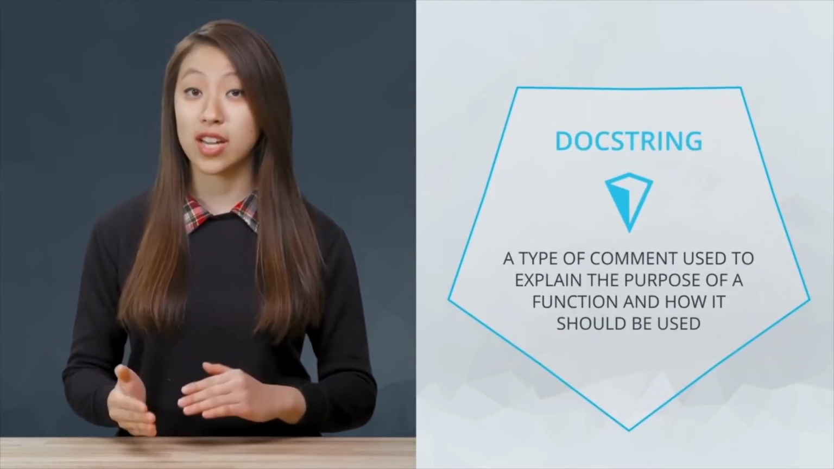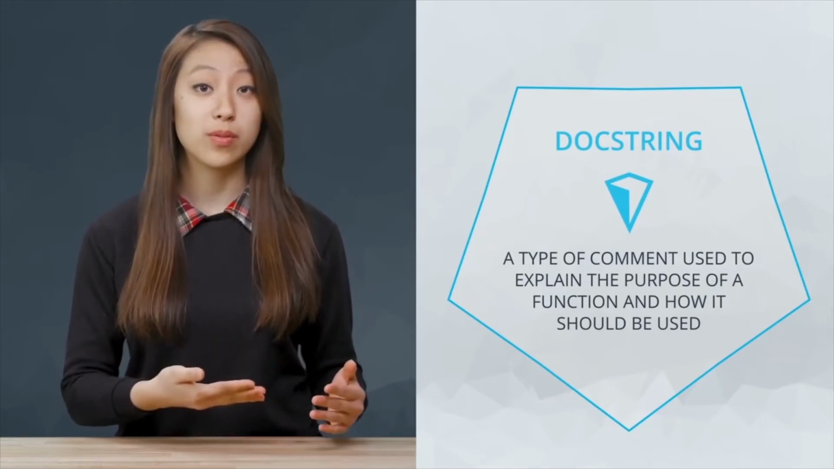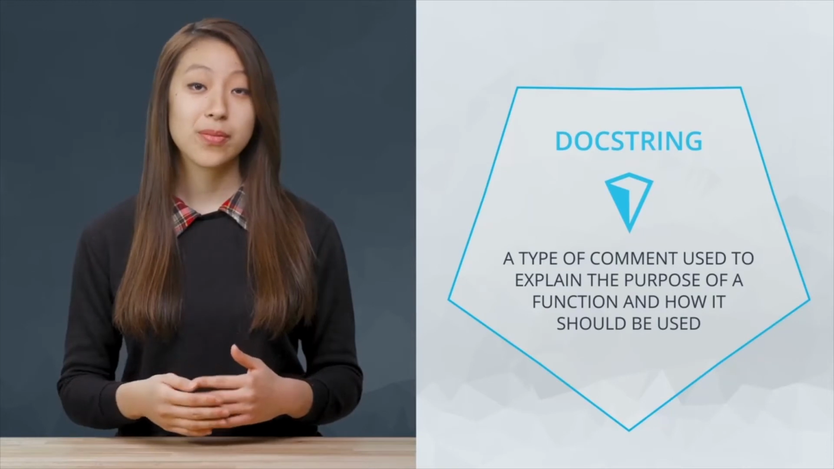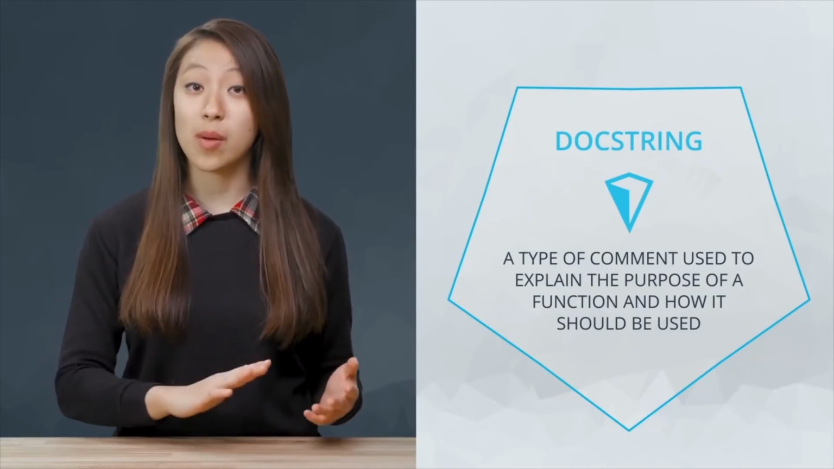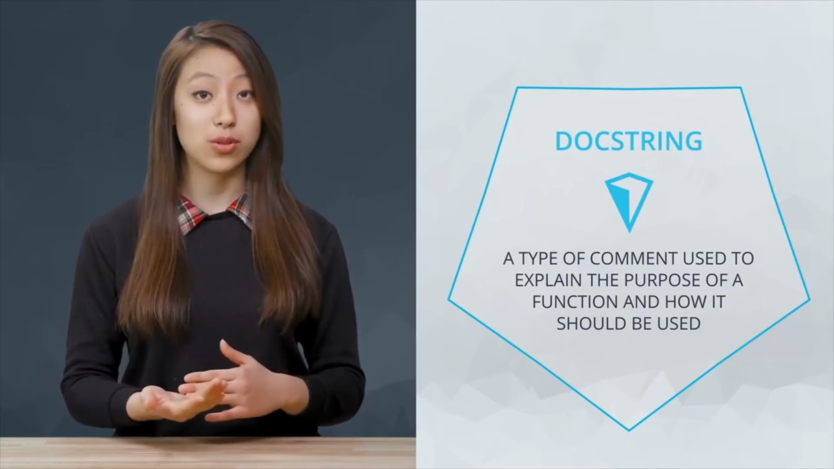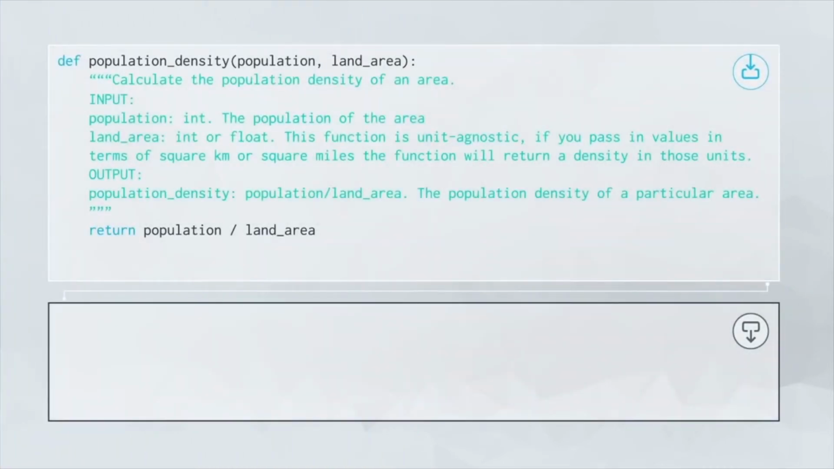There is an additional technique that makes functions more readable: documentation strings, or docstrings. Docstrings are a type of comment used to explain the purpose of a function and how it should be used. Here is a function for population density with a docstring. Docstrings are surrounded by triple quotes.